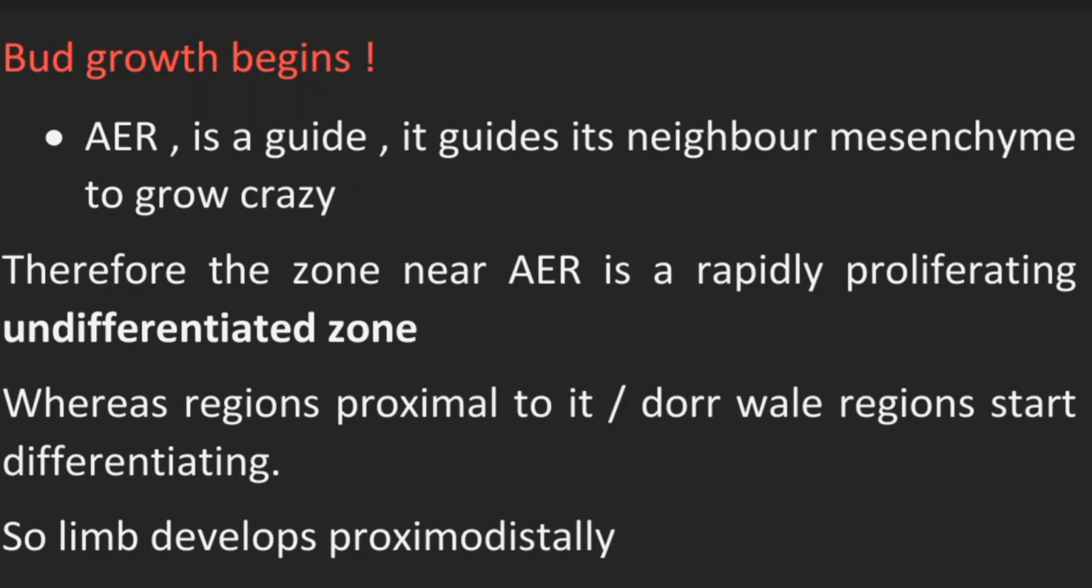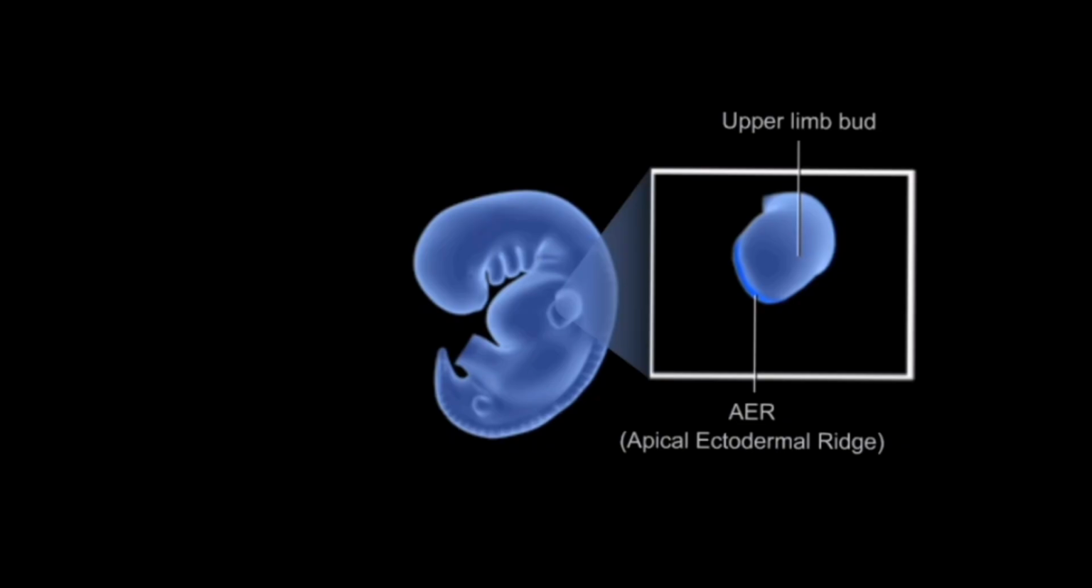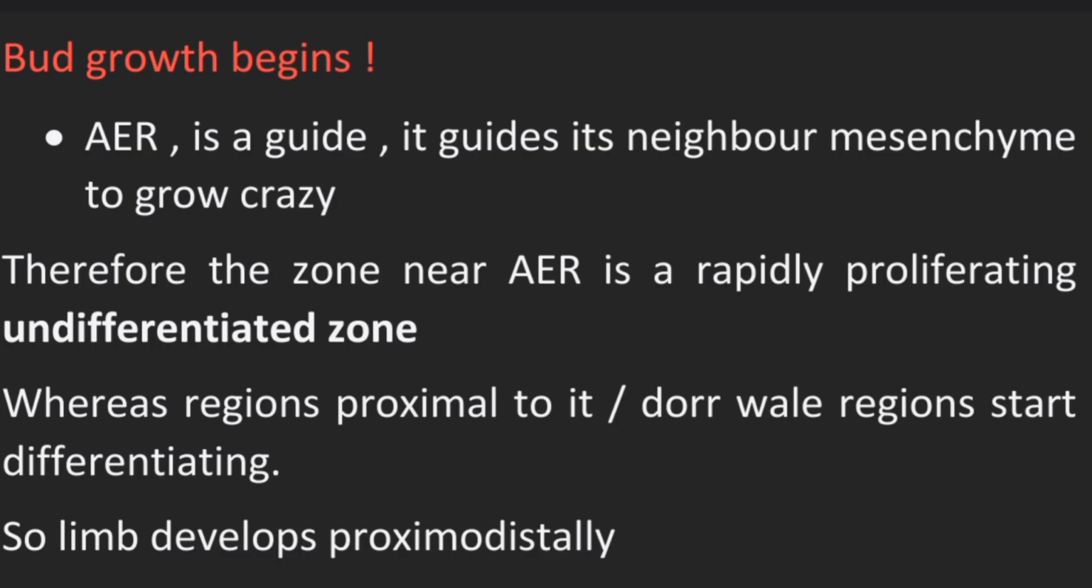Now as the bud starts growing, the bud that came in the 5th week, as it grows, the AER would grow very rapidly, and the rest of the parts would follow it. So AER is a rapidly proliferating undifferentiated zone, and the regions which are proximal to it, right, start differentiation. Now the limb bud is elongating, but that elongation is undifferentiated, it's just a mass of cells, right? So the elongation is distally, but the differentiation starts proximally. So the limb would develop proximo-distally.